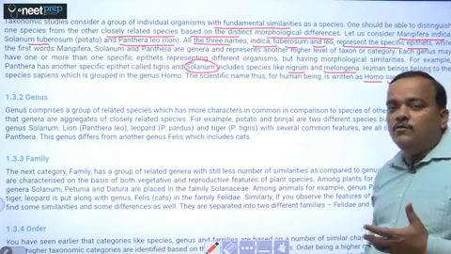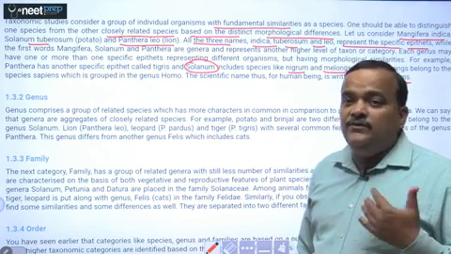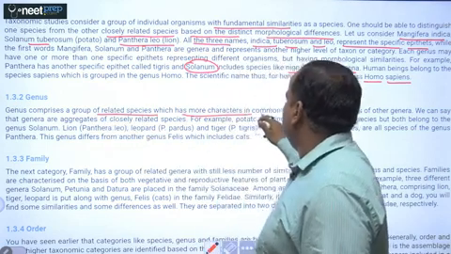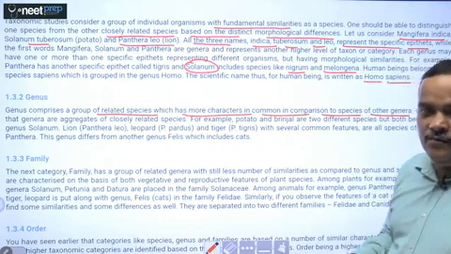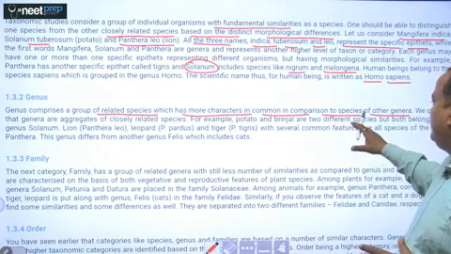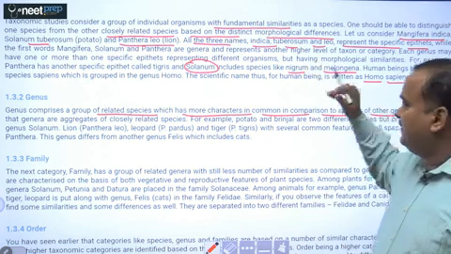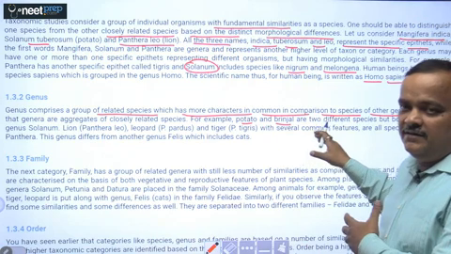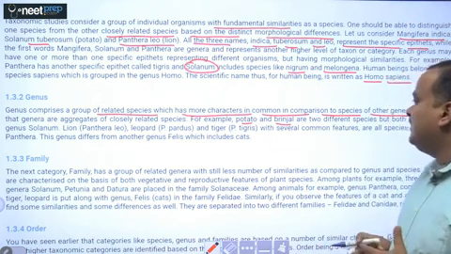Then genus is a group of closely related species having a lesser number of common characters with respect to individuals of a species. So it is a group of related species which has more characteristics in common in comparison to species of other genera. That means it is a group of closely related species having more characters in common compared to species of other genera. Now for example, potato and brinjal share the same genus, that is Solanum, but the species is different. For potato it is tuberosum, whereas for brinjal it is melongena.